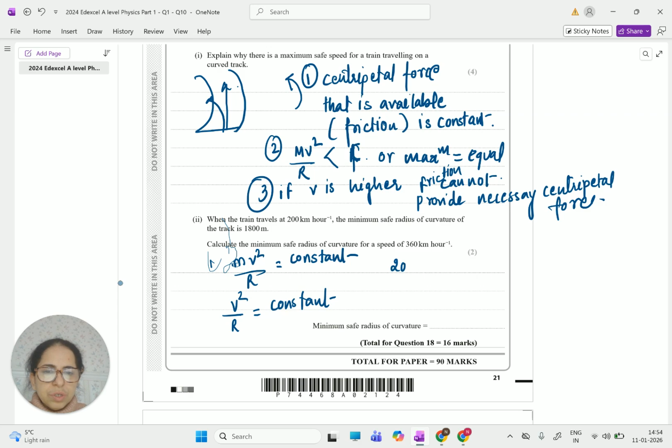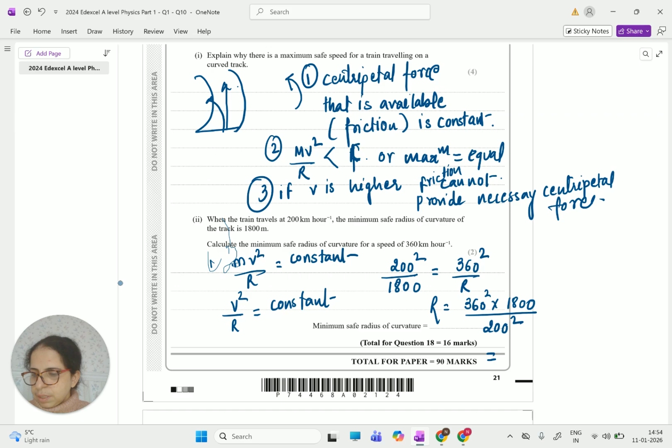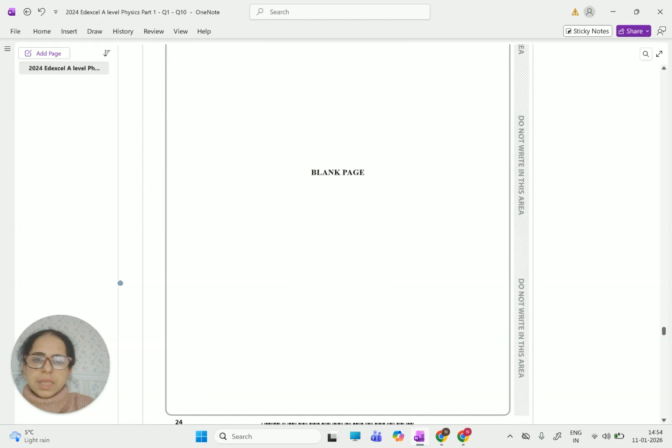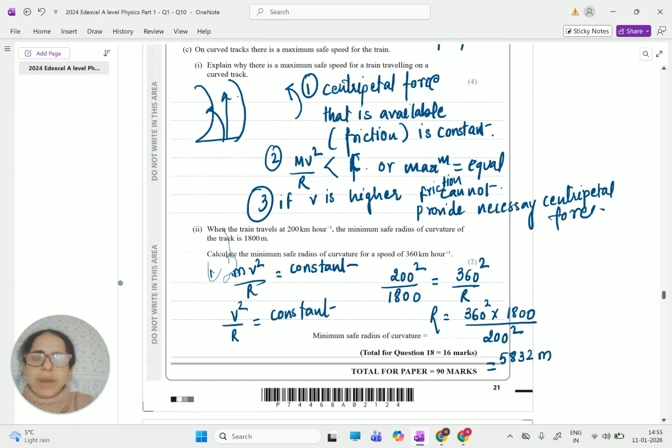So I'm just going to use these two conditions. V in the first case is 200 and the radius is 1800. This should be equal to 360 squared over the new radius. So my new radius would be 360 squared times 1800 divided by 200 squared, which when put in the calculator gives 5832 meters. So that's it. That's the last question. All right, brilliant.